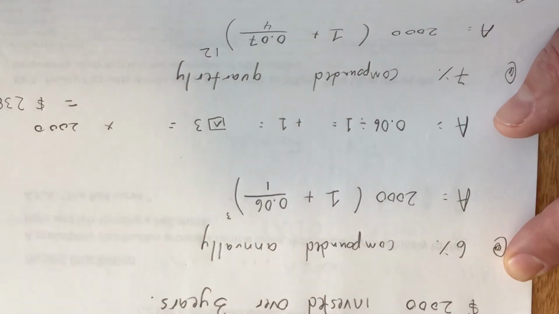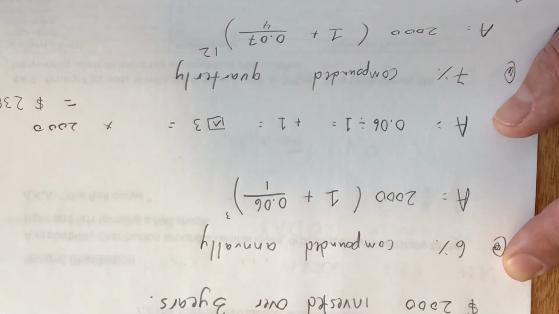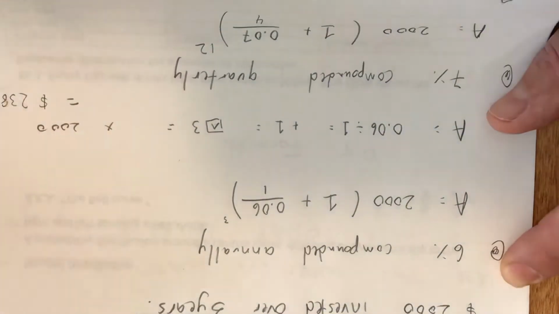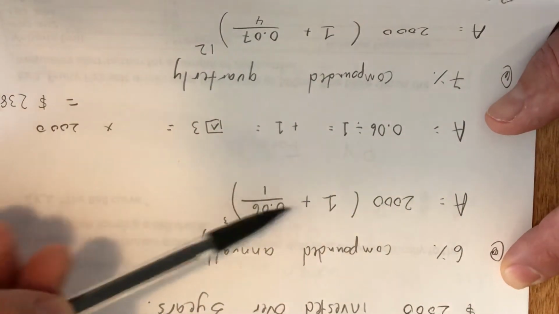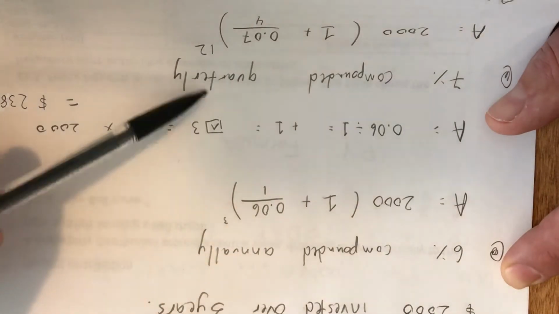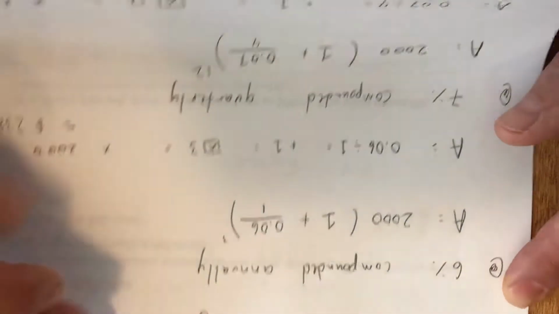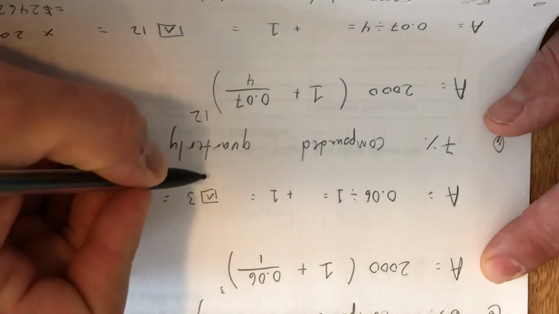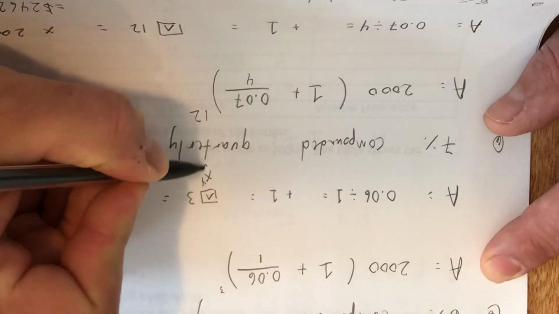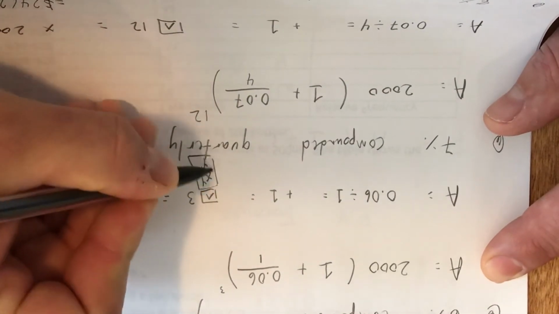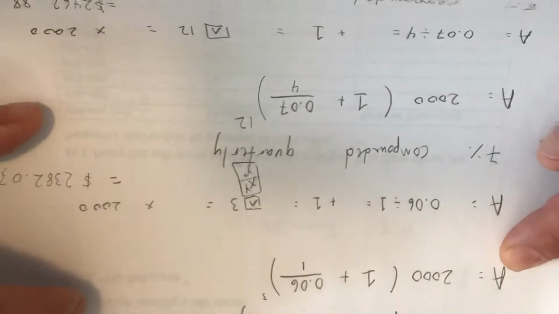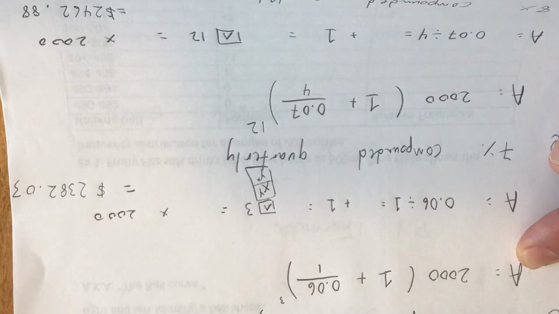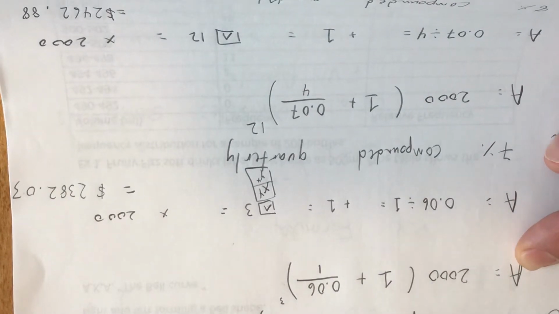On your calculator, some calculators will do this automatically and easily. If not, you've got to go BEDMAS. So you do 0.06 divided by 1, plus 1, power of 3. That's my power button; it could also be an X to the Y or a Y to the X button, whatever your calculator is. Equals, then multiply it by 2,000 at the end, and you'll find out that there's $2,382.03, rounded to the nearest cent.